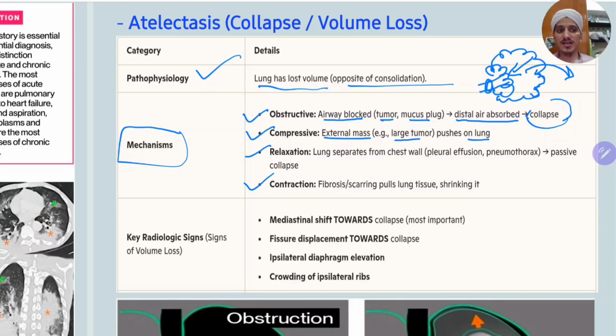So that is forcing the lung to get collapsed. That is compressive collapse. Relaxation: the lung separates from the chest wall, for example, in pleural effusion or pneumothorax.